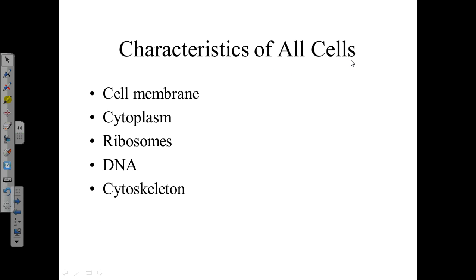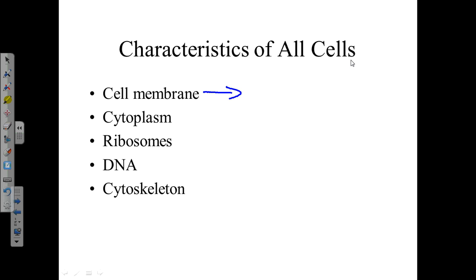All right, now, every cell on Earth has these characteristics that we're about to talk about at some point in time in their life. These are characteristics of all cells. It doesn't matter if it's a human, or plant, or fungus, or protist, or bacteria. All cells have these things. Number one, all cells have a membrane, cell membrane.